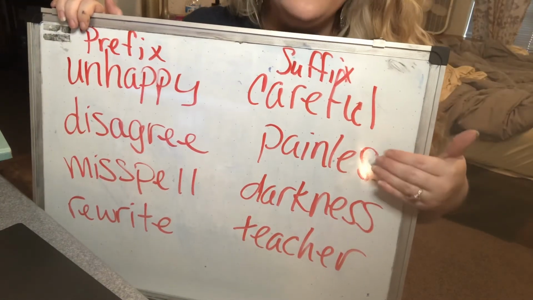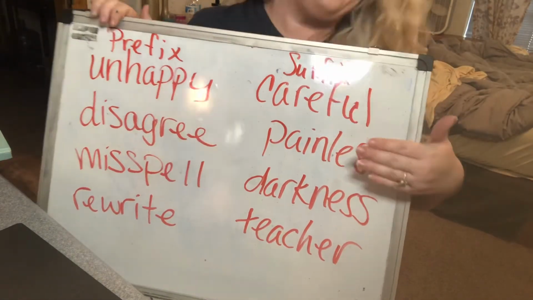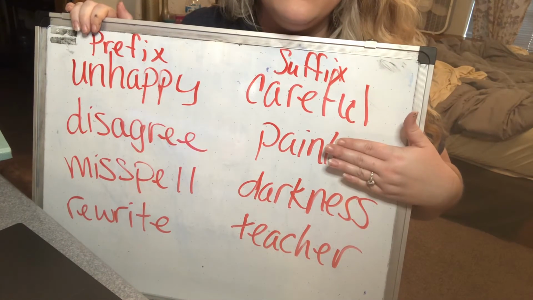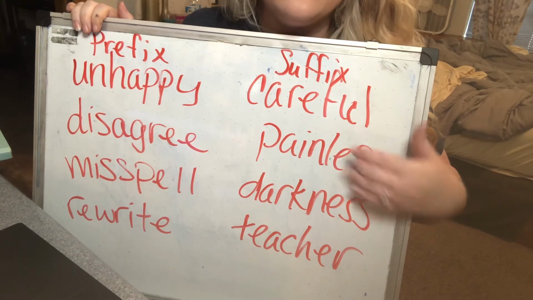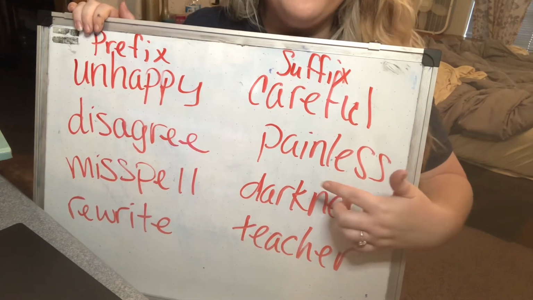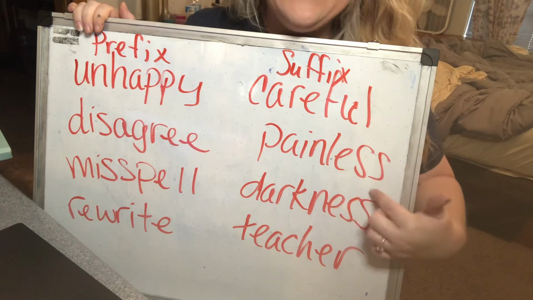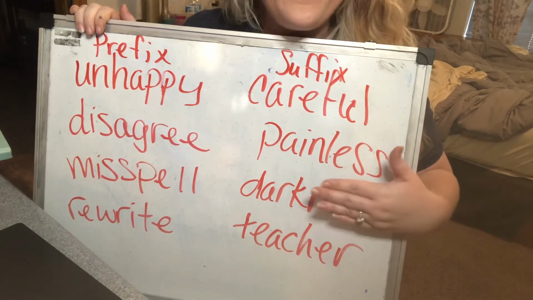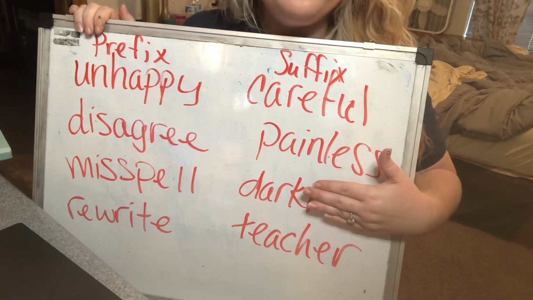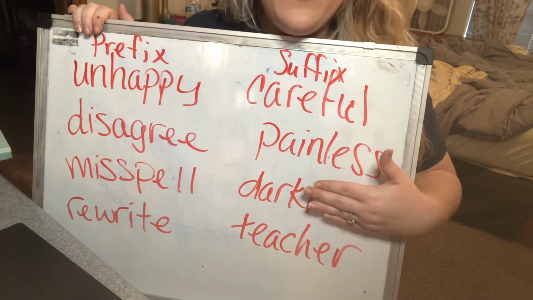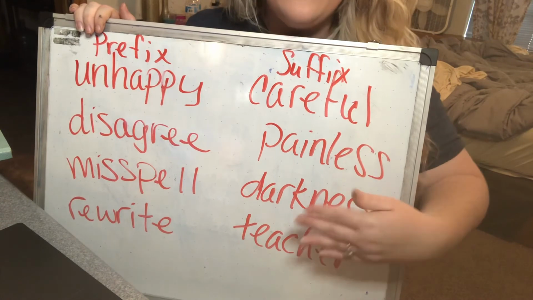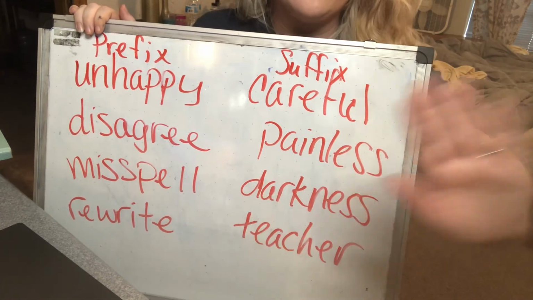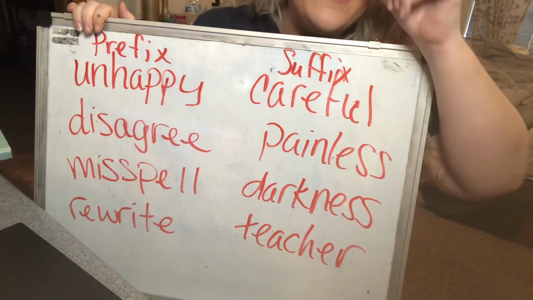Changes that meaning. I can't read upside down. My root word is pain. We know what that means. It hurts. But if I add the suffix less, painless, that means it doesn't hurt. So it changes that meaning totally. My root word is dark. If I add the suffix ness, darkness, I'm not just saying, hey, it's dark. I'm saying darkness. So it covers a bigger area.